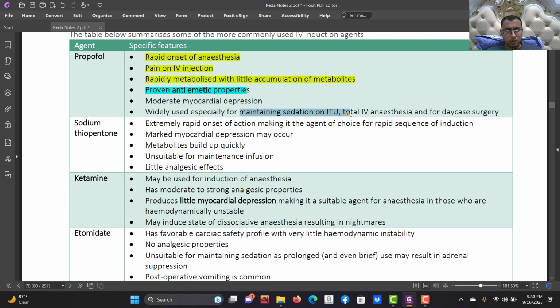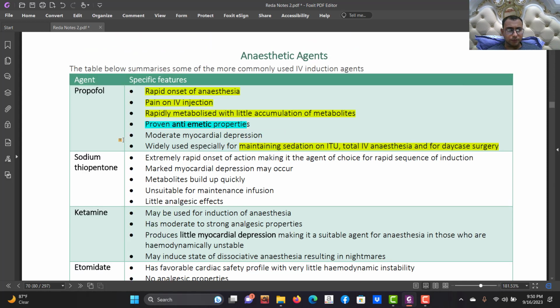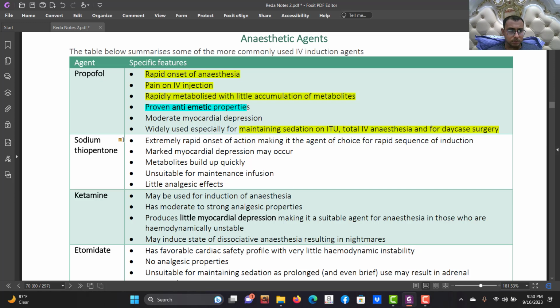So maintain sedation, ITU total IV anesthesia and for day case surgery. Propofol is widely used nowadays. In our hospitals, propofol is used. It looks like a white solution, like milk, and it's used for TIVA, that is total intravenous anesthesia. It can be given IV, and has moderate chances of myocardial depression.